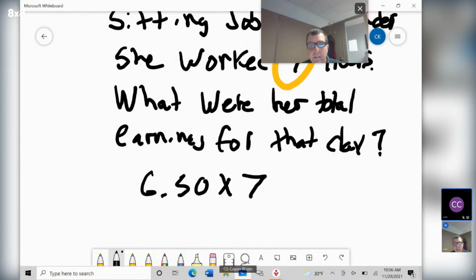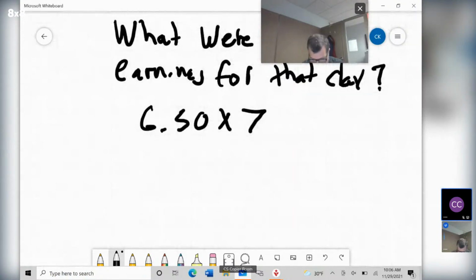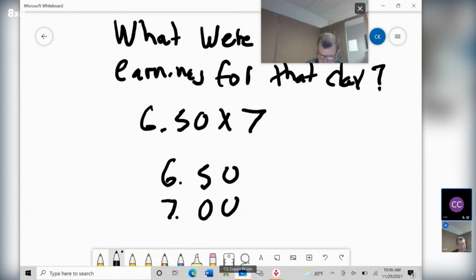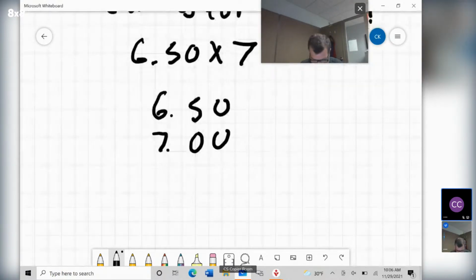Okay, so it's going to be a multiplication problem because you're trying to find out how much she earned on Sunday. So we would do $6.50, and we're going to put the zeros in here again. Now remember, we know there are 4 numbers to the right of the decimal. So when we get done, we want to move the decimal 4 places to the left. Okay, so let's go ahead and do this.